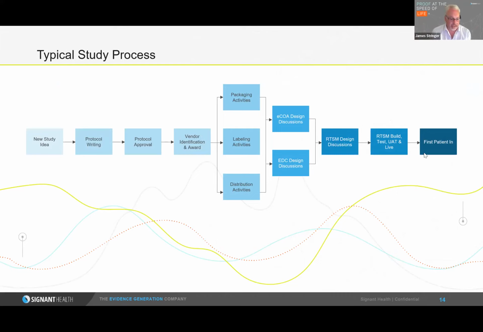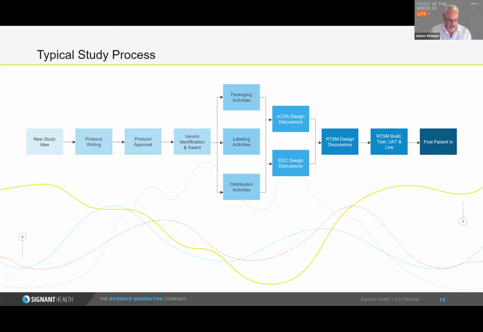And interestingly, it's later after some pretty major decisions have been made. That's why I think that RTSM is often thought about as being on the critical path, because we're leaving it till the last minute.